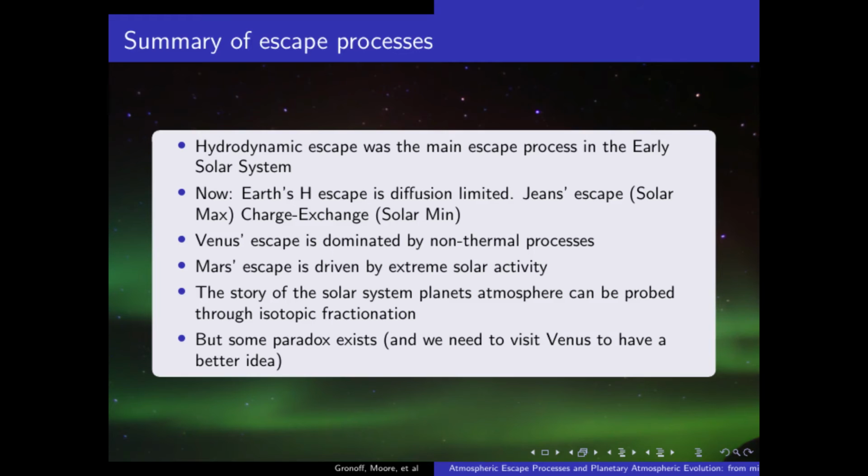Earth has a lot of escape through the polar wind, but also through Jeans and charge exchange. Mars's escape is really changing a lot, and the solar activity can dramatically change how many particles are escaping its atmosphere. So it's important to try to study the story of the atmosphere. And one process can really help us here: isotopic fractionation. But some paradoxes with isotopic fractionation still exist, and I can say that we need a little bit more measurements right now.